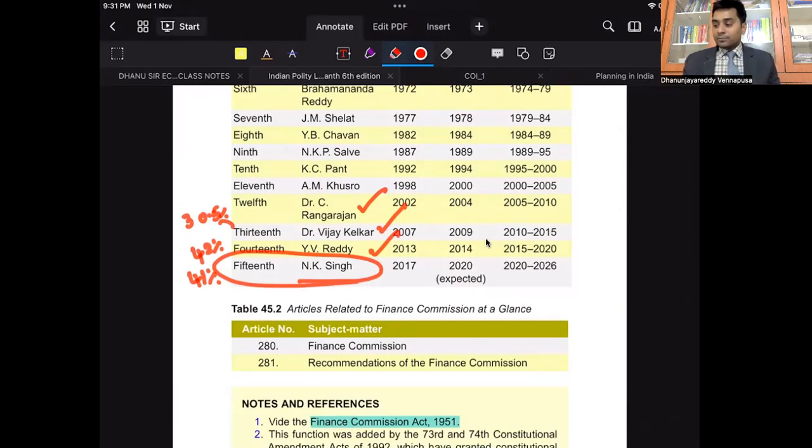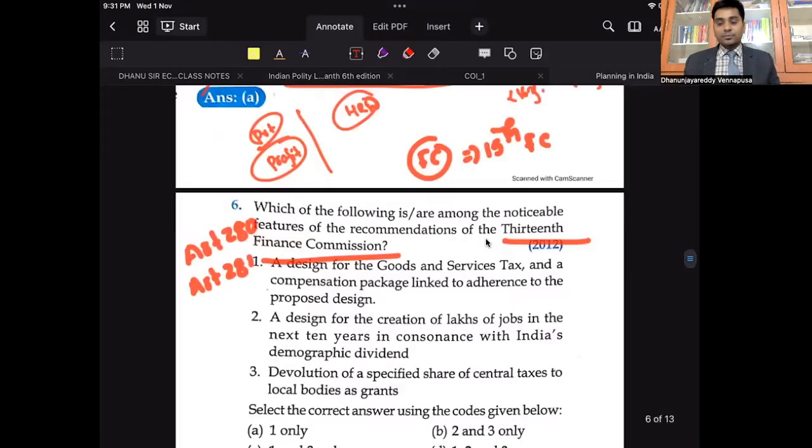So I repeat, the Finance Commission is going to be one of the most important things for UPSC because there are subsequent questions on the 13th, 14th Finance Commission. We can expect questions on the 15th Finance Commission. First, let's finish what exactly this question is. It asks which among the following are the noticeable features of the 13th Finance Commission.